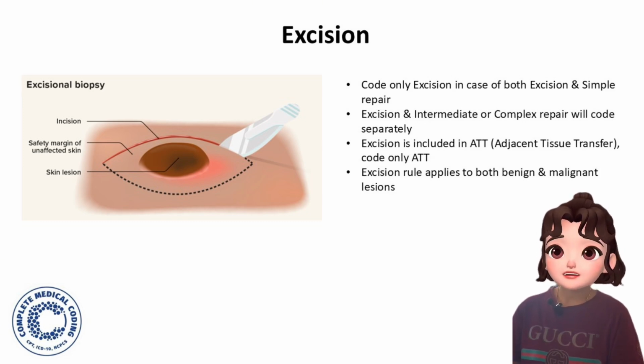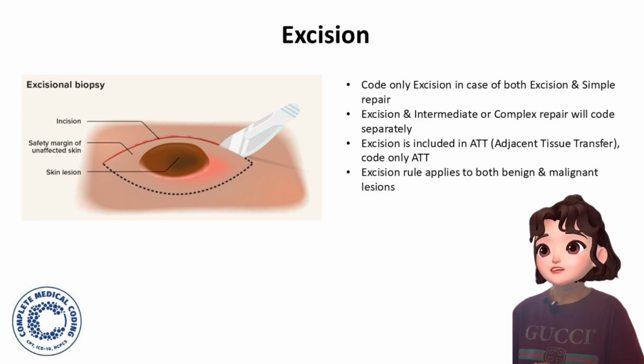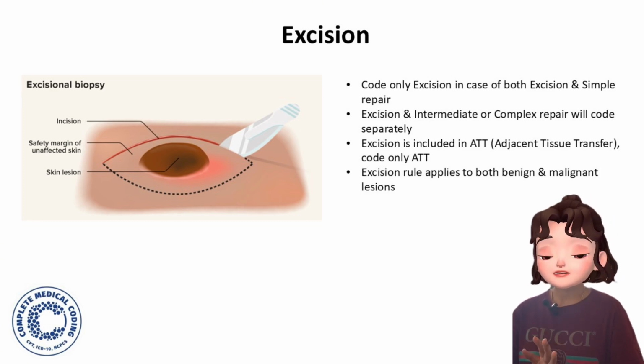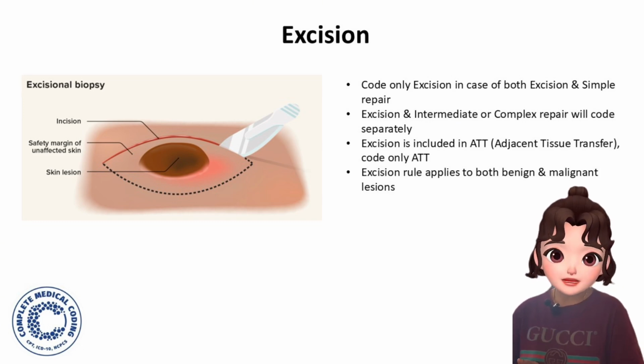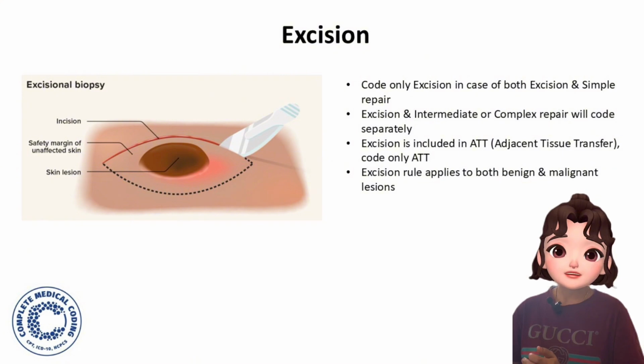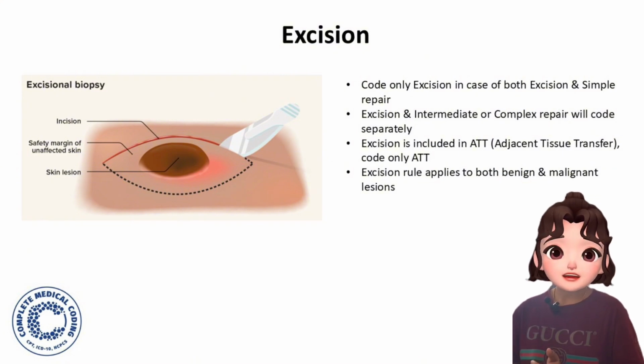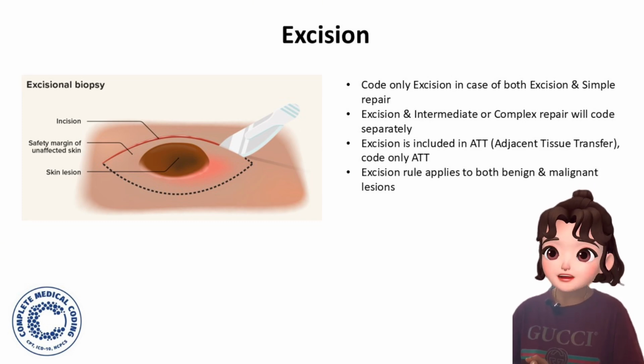But if there is any other repair, like repairs are of 3 types, as I had already taken the class for integumentary in the beginning of the channel, you can compare that video also. So repairs are of 3 types: simple, intermediate, and complex repair. In case of simple repair along with excision, we won't code separately. You have to code only the excision. But if in the documentation it is either intermediate or complex repair, then you have to code excision as well as the repair separately.